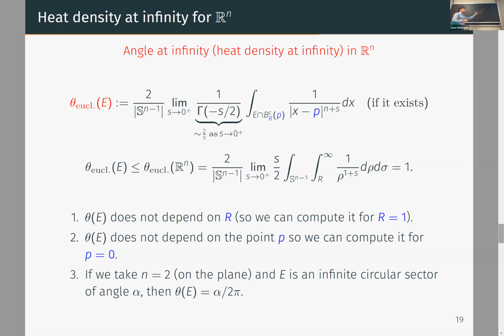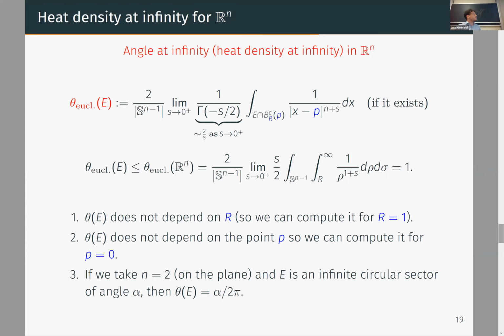This gives you a renormalized angle in the sense that, for example, if you take exactly a circular sector of angle alpha, and this is E, then theta of E is actually alpha over 2 pi. This is in R2, of course. So the idea is that this quantity captures the angle at infinity that your set makes. But actually, it would be more appropriate to call it density. We will see later why.